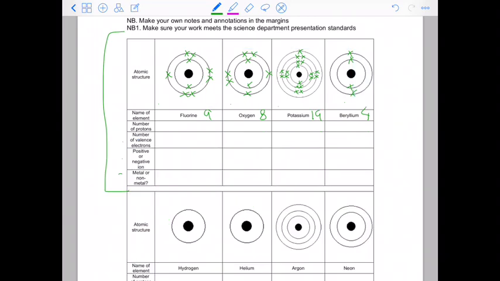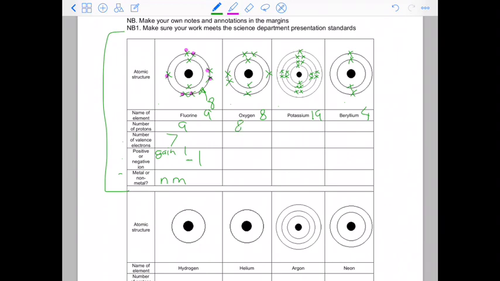So now that we have our diagrams drawn, we need to talk about the number of protons. So fluorine, 9 protons, easy enough. Number of valence electrons, well, we can just count them. 1, 2, 3, 4, 5, 6, 7. So we have 7 valence electrons. We know it wants to have this shell to be full, and it needs 8. So it will gain 1 electron. So it will have a -1 charge. So that means it is a non-metal.